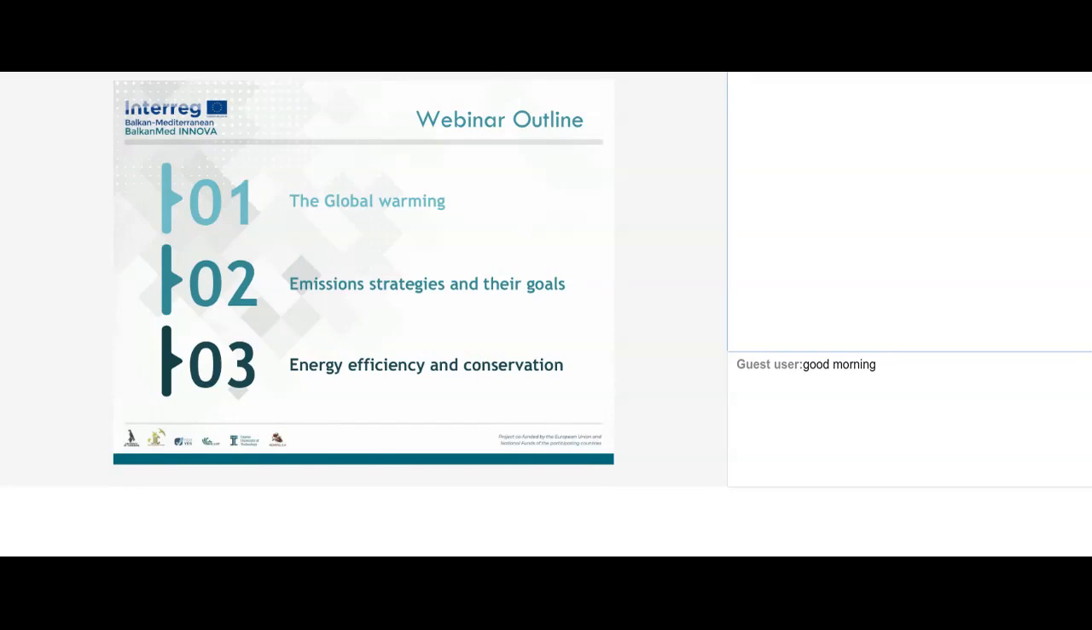In the last section, the third section, I will address a very important issue regarding the environmental cost of energy use. How can we conserve energy? What is energy efficiency, and which approach should we follow when we try to save energy and reduce the impacts of its use? So, to get started, let's look at the first section and discuss global warming and climate change.